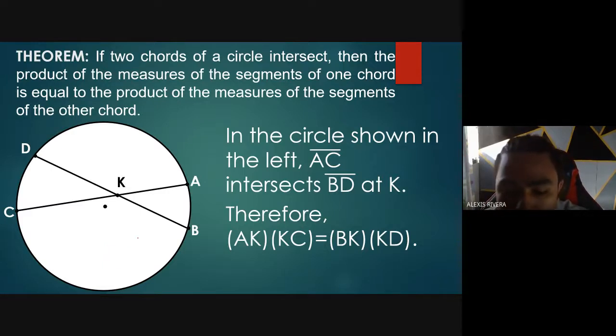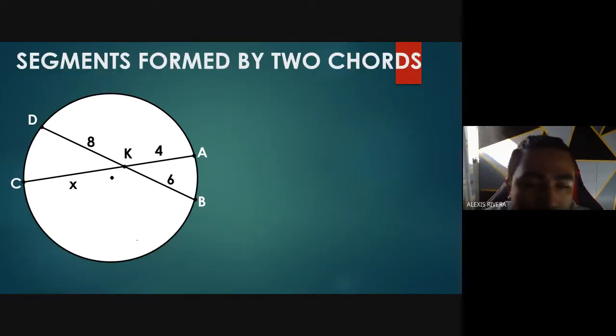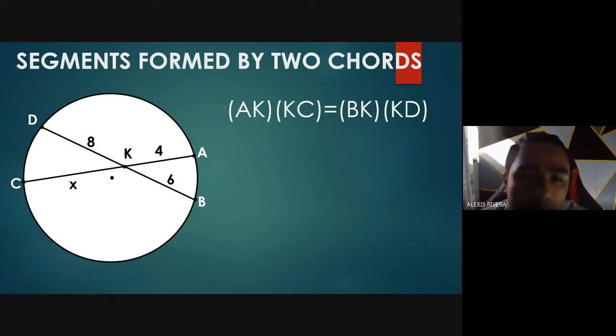Okay? So gamit tayo ng measurement para mas madali maintindihan. Okay? So based sa theorem, AK times KC will be equal to BK times KD. So pwede niyong pagbaliktarin ha, pwedeng mauna tong BK, KD sa kabila. It doesn't matter, the result will be the same. Okay, basta dapat ang magka-partner ay yung magkasama sa chord. Tanda na, ang magka-partner ay yung magkasama sa chord. Okay? So let us try now.